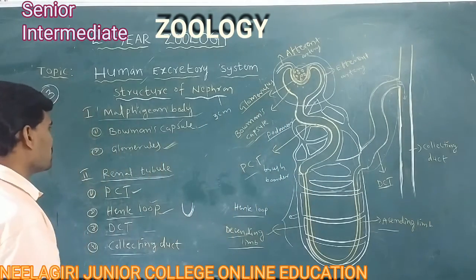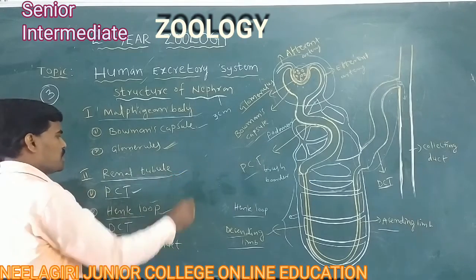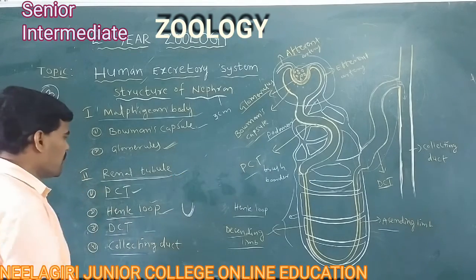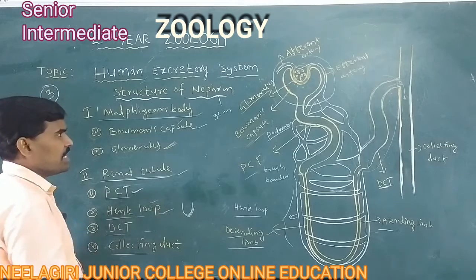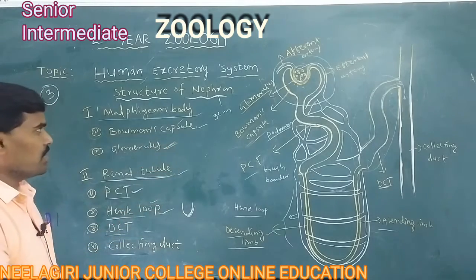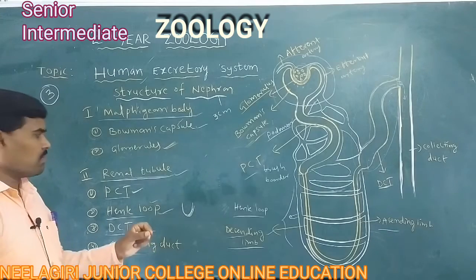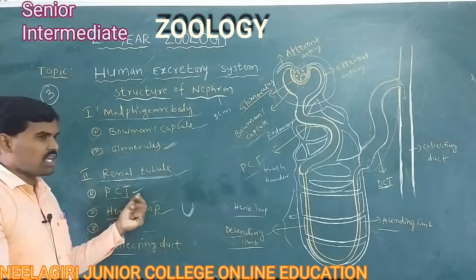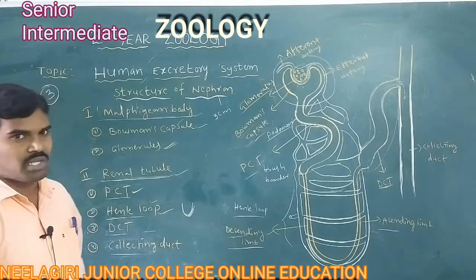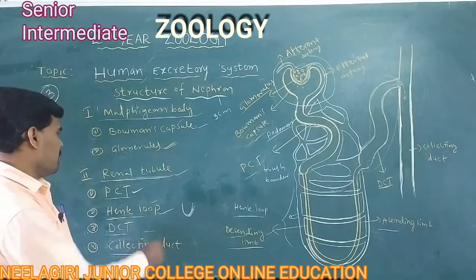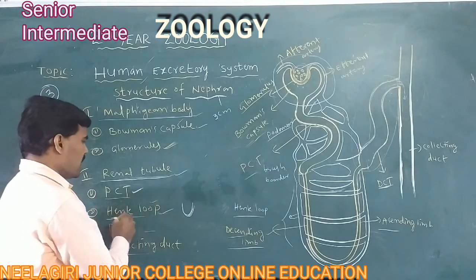So that completes the renal tubules. Renal tubules, how many parts? There are 4 parts. The first one is the PCT. The PCT is behind the Bowman's capsule, the neck part. The PCT walls are lined by podocyte cells with brush border like structures. And next, the Henle loop.